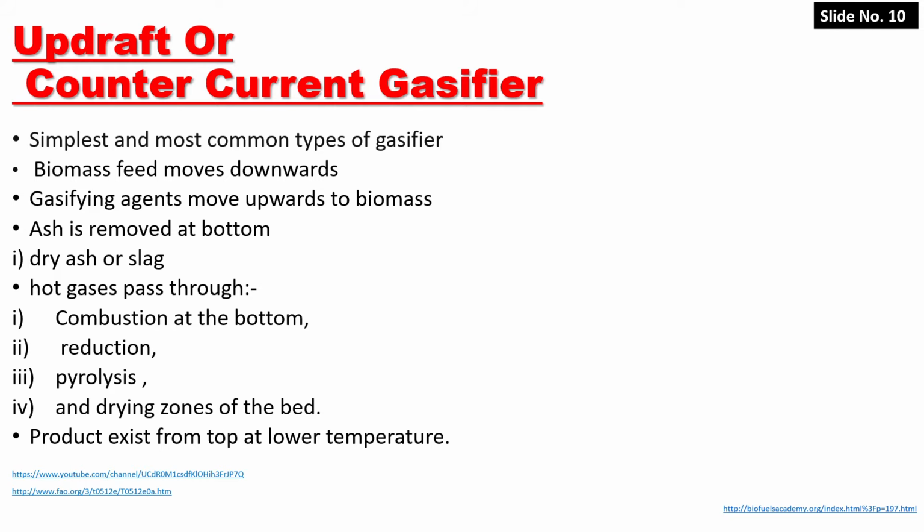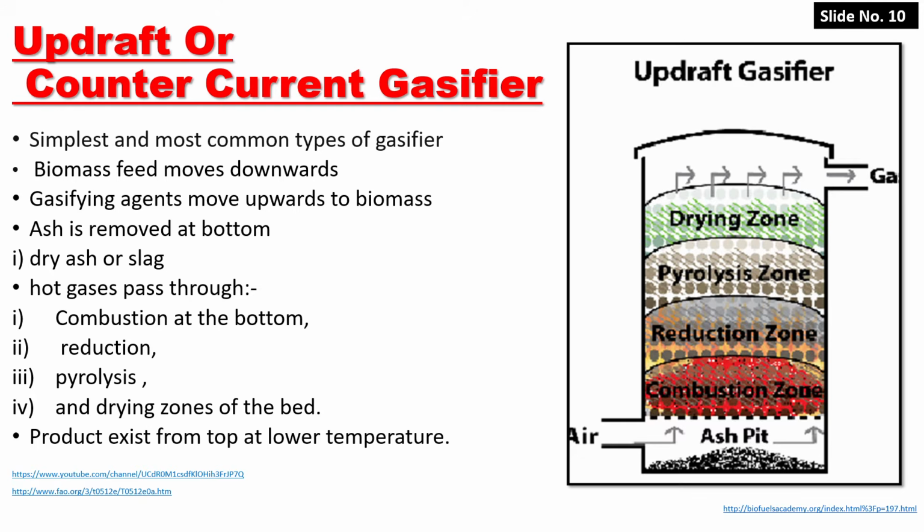Combustion takes place at the gasifier bed bottom and hot gases pass through reduction, pyrolysis and drying zones of the bed. Thus, the amount of oxygen fed for the combustion reaction is carefully controlled such that the temperature of the combustion zone does not reach the slagging temperature of the ash, causing operational problems. Product exits from the top at low temperature. The disadvantage of this gasifier is that excessive tar is formed in the product gas.